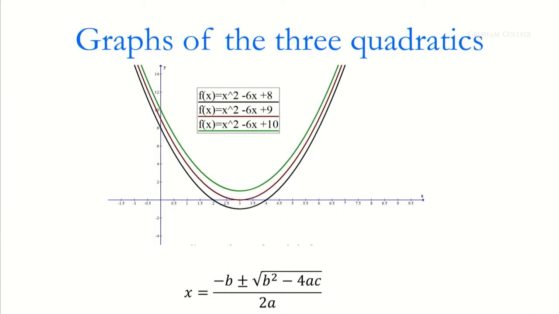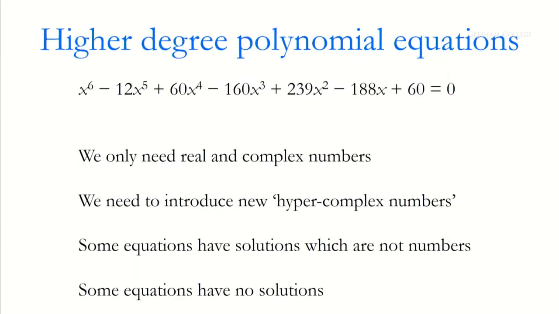So the question I'm going on then to ask is, what happens if we look at higher degree equations? So for example, if we look at this higher degree polynomial, which is of degree 6, can this be solved using only real and complex numbers? Or do we need to introduce another type of number? And there are various scenarios that could happen. We only need real and complex numbers. We need to introduce new hypercomplex numbers. Some equations have solutions which are not numbers. Some equations have no solutions.